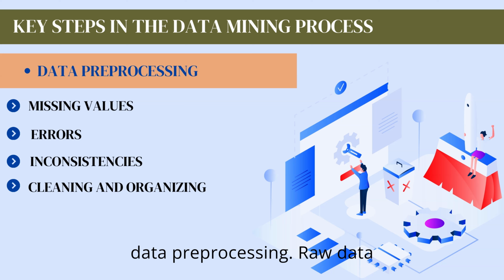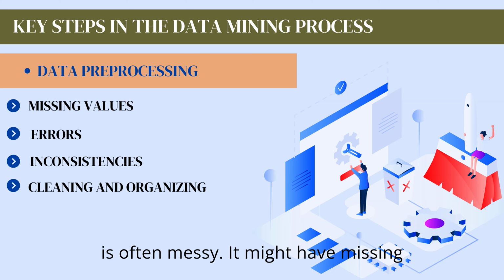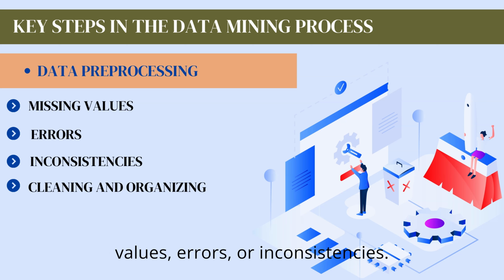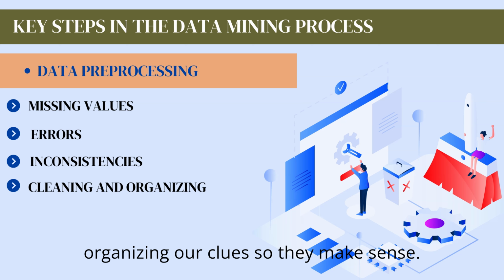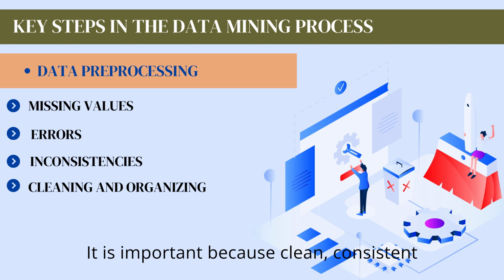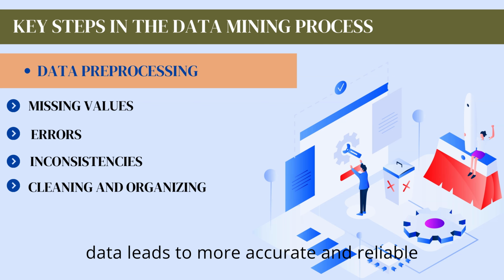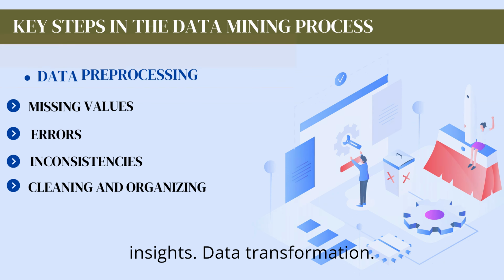Next is data preprocessing. Raw data is often messy. It might have missing values, errors, or inconsistencies. Pre-processing is like cleaning and organizing our clues so they make sense. It is important because clean, consistent data leads to more accurate and reliable insights.